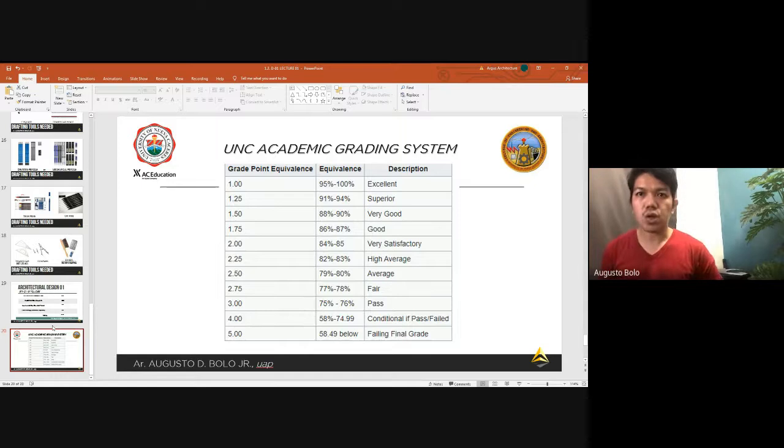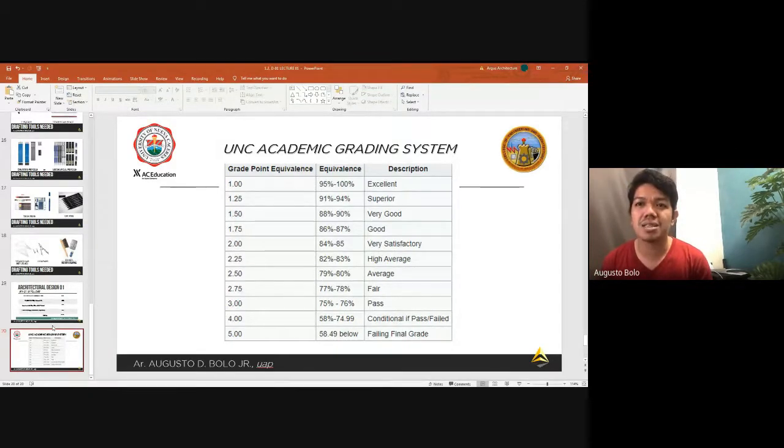Okay. Conditional, 4. Conditional pass is 58% to 74.9. Meaning, pag 4 ang grade mo sa midterm, kailangan mong mag-strive forward, kailangan mong mag-doble kayod for you to convert that conditional passing to your numerical grade na pass, na 3 at least. Okay?